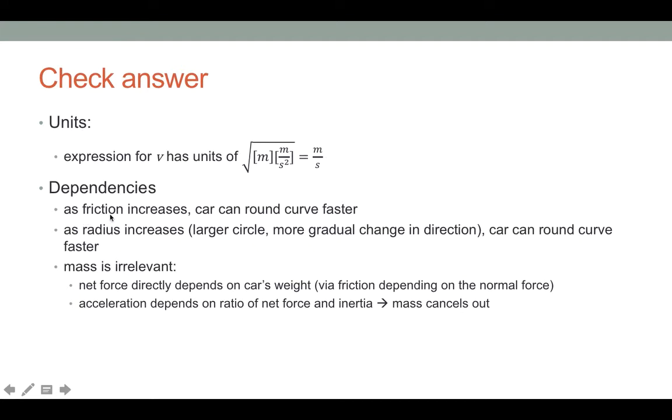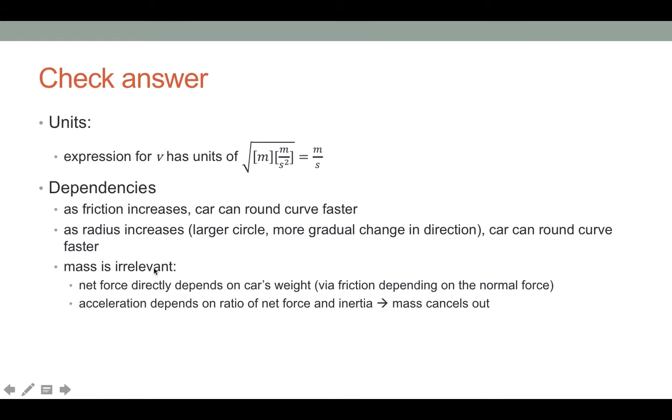Dependencies. Well, notice as friction increases, as mu increases, the car in fact can round the curve faster, which should make sense. As the radius increases, now that means the circle will be larger, or the turn will be more gradual. It will be a slower change in direction. That should be easier to do. And the car, in fact, can then round the curve while going faster. It's easier to round a gentle curve than a sharp curve without skidding.